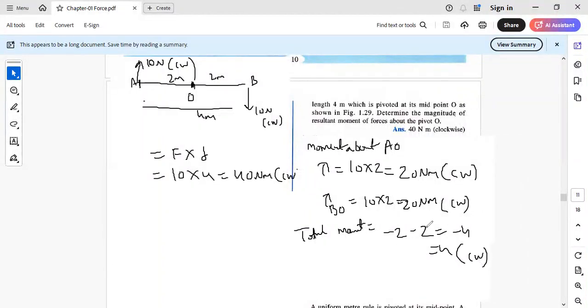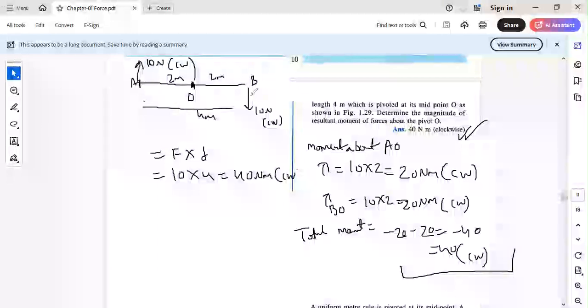So what is the total answer? -20, -20, that is -40, which comes out to be 40 in the clockwise direction, and the total moment is going to be 40 Newton meter clockwise. So we can use this method of adding, or because these are the same forces in opposite directions and there is a distance between them, we can also use the moment of couple. That formula can also be used, which is force into distance, which comes to 40 Newton meter clockwise.